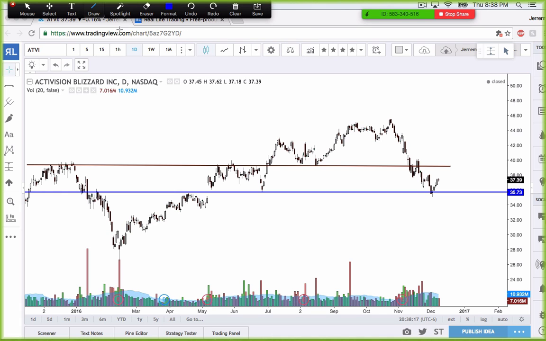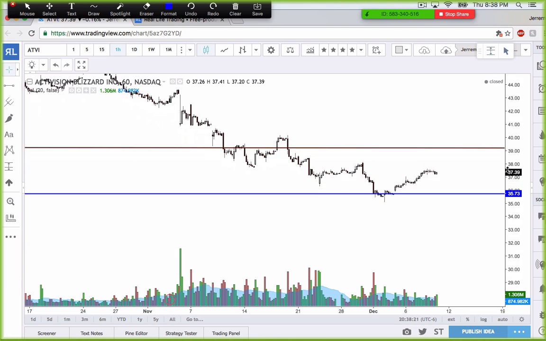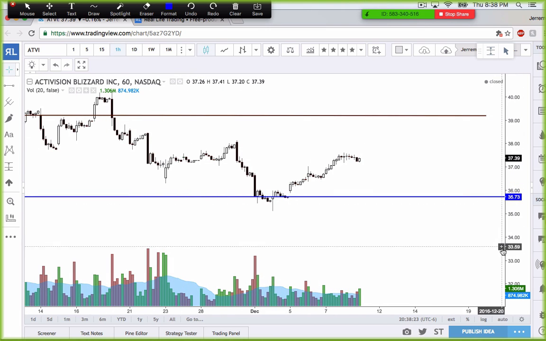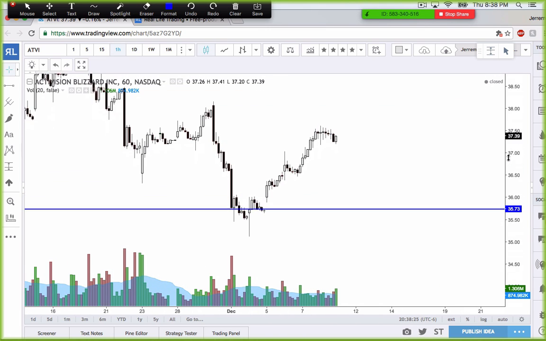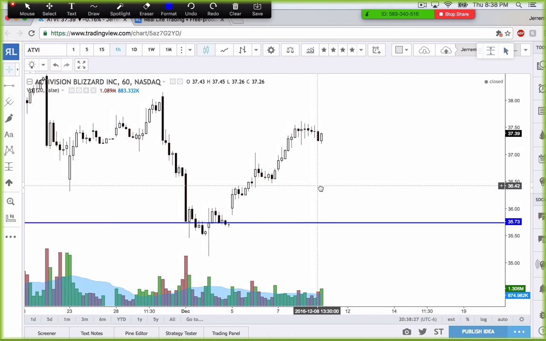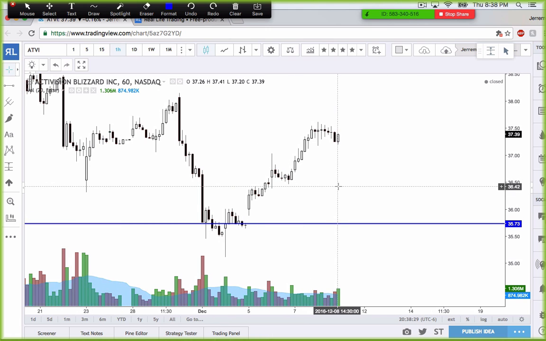Bam, we got it. So now, hopping into the hourly, here's the hourly chart, and we're going to stick to this hourly chart for a little bit and talk about this one a lot. So let's refresh some of our candlestick pattern analysis for a moment.